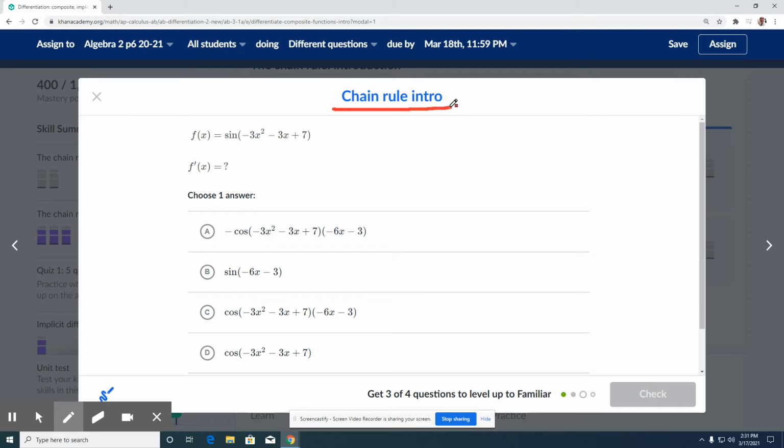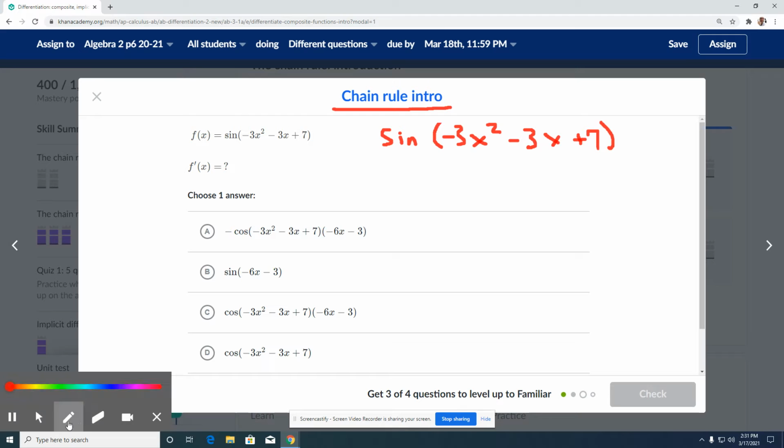We are using the chain rule here. So the chain rule is like peeling an onion. We do the derivative of the outermost function first, then we start doing the derivative of the inner function. Okay? So when we look at this, sine of negative 3x squared minus 3x plus 7, we would do the derivative of the outer one first.